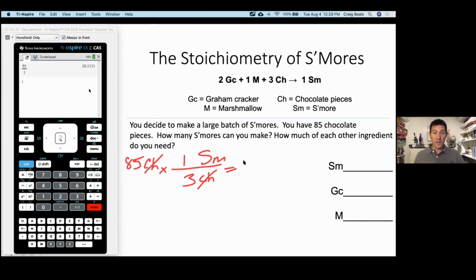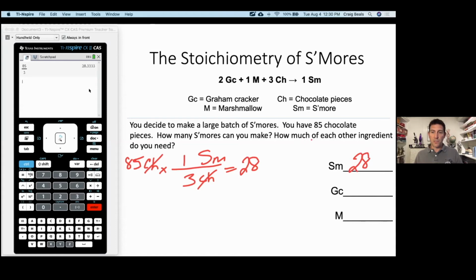28.33. Now, wait a minute. We've got a problem here. 28.33. That means I'm trying to make 0.33 of another s'more. I can't do that. I have to make whole numbers. And this is where it starts to become a little more realistic with chemistry. In other words, I can make 28 s'mores. Am I going to have some chocolate pieces left over? Yes. And stoichiometry will help me figure out how many I have left. We're not going to go quite that far, but I'm going to be able to make 28 s'mores.